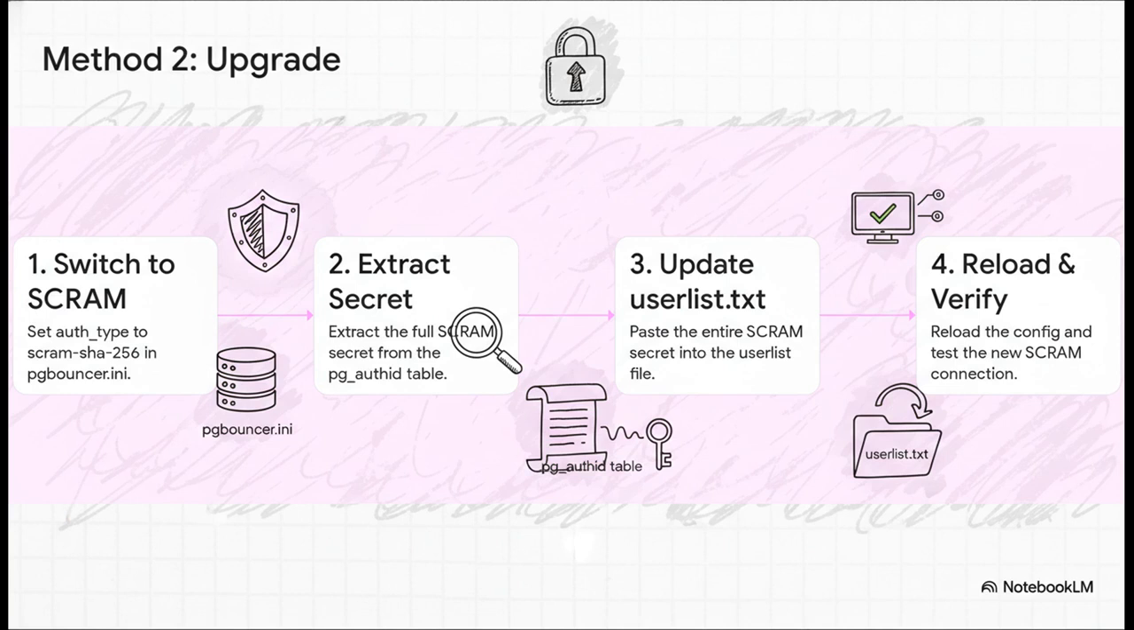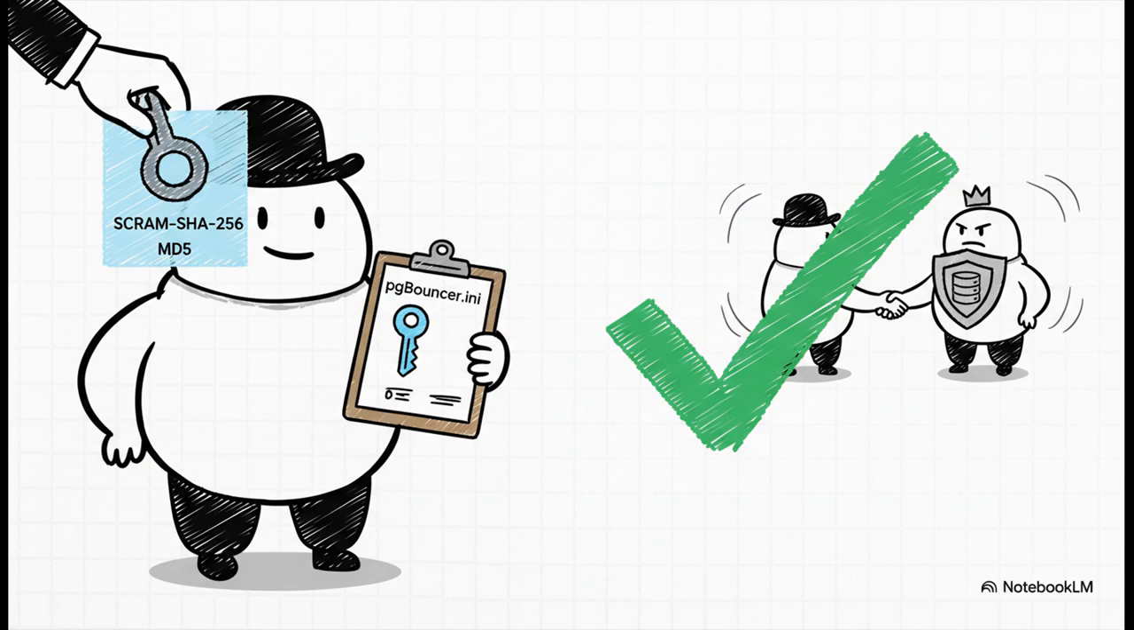It's the modern approach. Instead of downgrading your database's security, you upgrade PgBouncer to catch up. You're teaching the bouncer the new secure handshake. You just change its config to use SCRAM, give it the new SCRAM secret, and now everyone is aligned on the latest and greatest security standard. And look how simple this is. It's just one line in your PgBouncer config file. You change auth_type to scram-sha-256. That's it. That one change teaches the bouncer the new security protocol. Reload, and you are back in business.